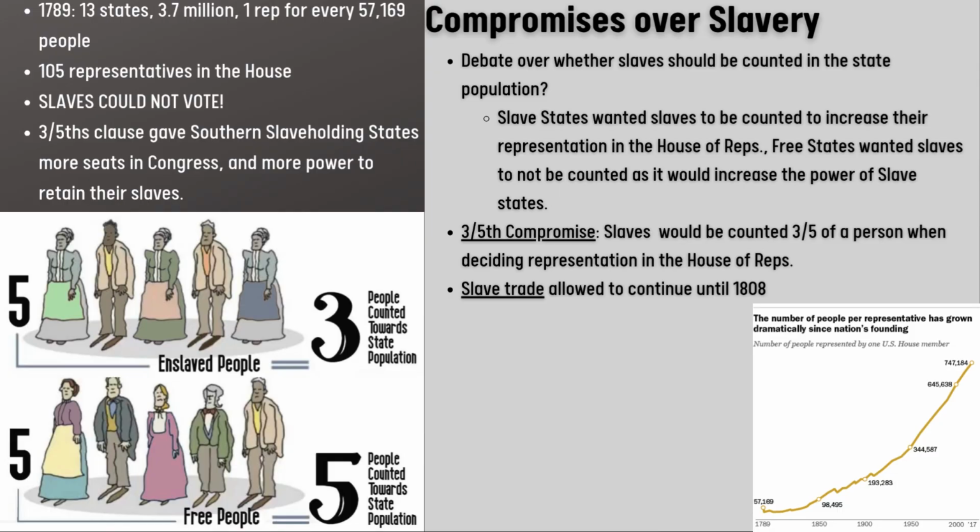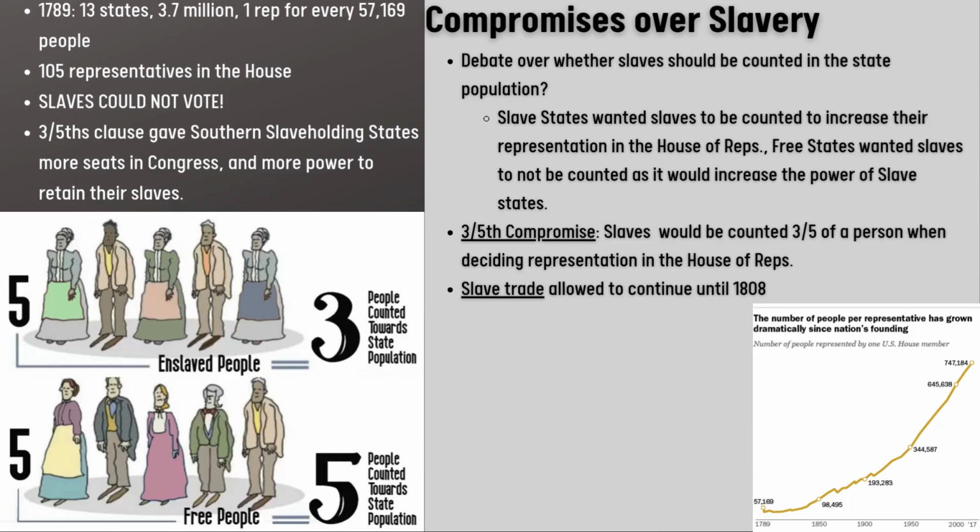Looking at one of the most contentious debates at the Constitutional Convention, slavery. The question was, should slaves be counted in a state's population? Slave states argued yes, hoping to gain more representation in the House of Representatives, while free states opposed this, fearing that it would unfairly increase the power of slave states.